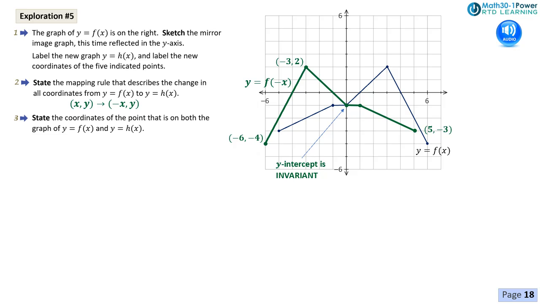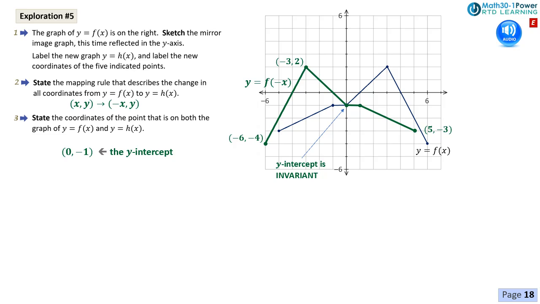So our mapping rule for a reflection over the y-axis, also called the line x = 0, is that all x-coordinates change their sign. So we write (x, y) becomes (-x, y). In this case, the y-intercept was found at (0, -1), and we can tell that that's the only point that didn't change under this transformation, so it will be our invariant point.